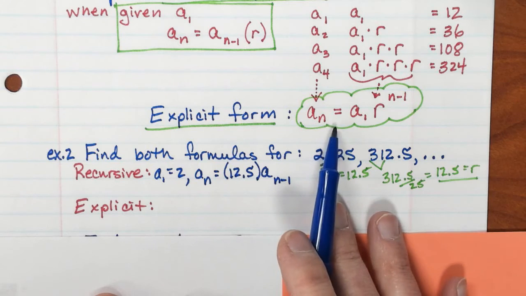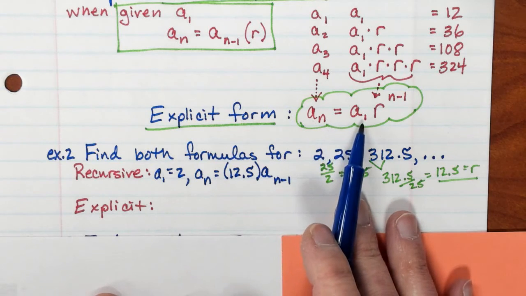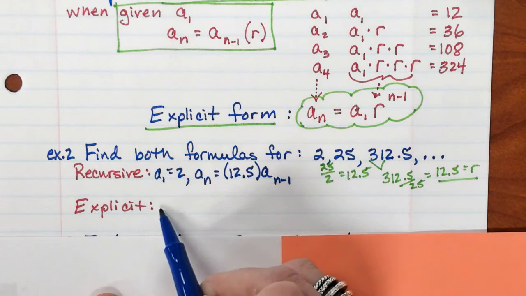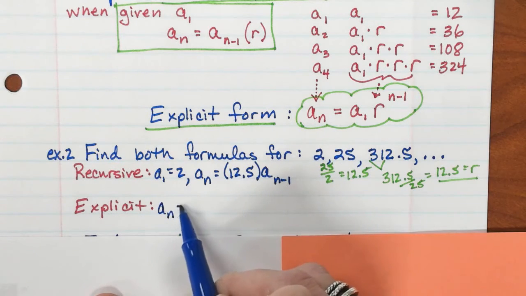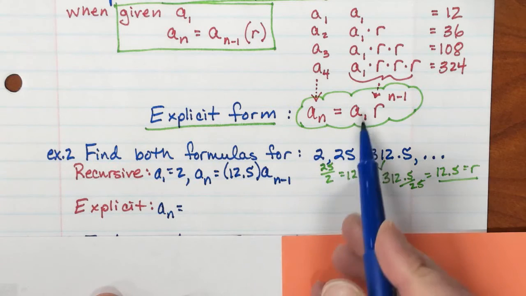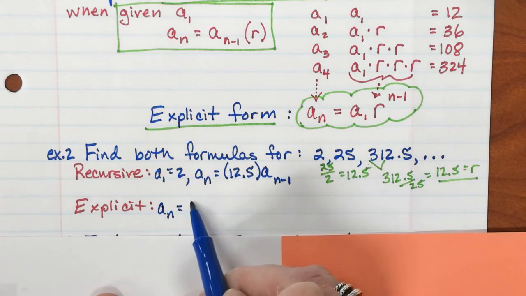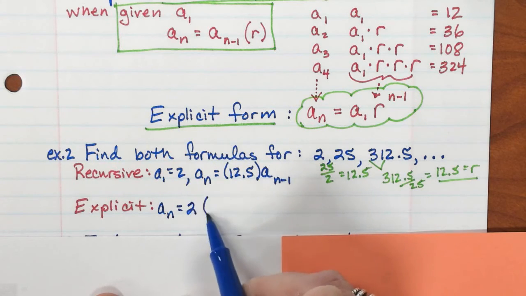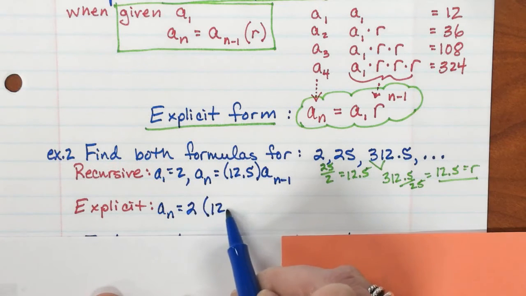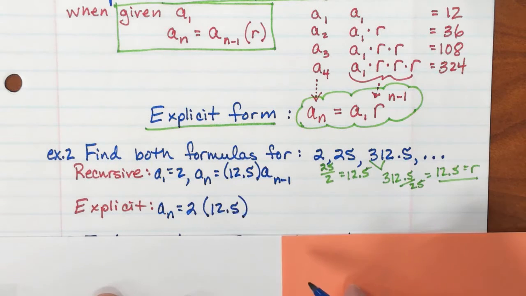Explicitly, any value in this sequence can be achieved by taking the first term, which is 2, times your ratio, 12.5, to the n minus 1 power.